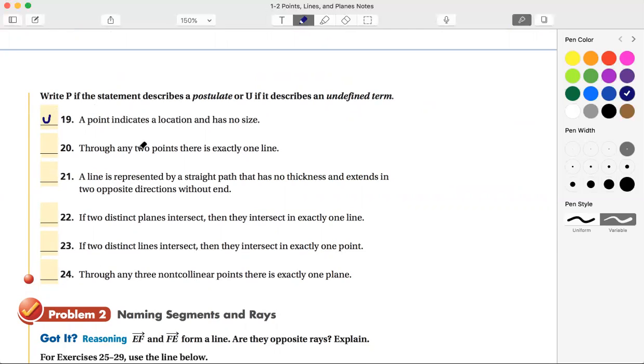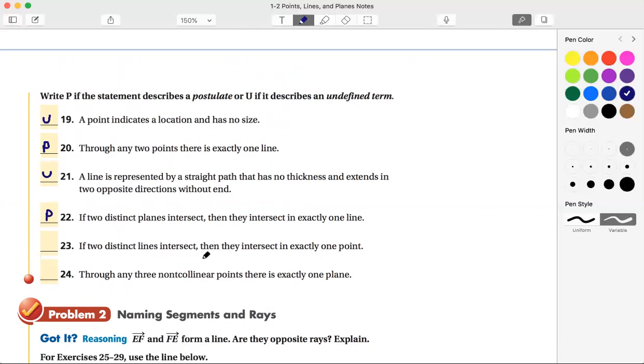Okay, number 20, through any 2 points, there exists exactly one line. That's a postulate we just described. 21, a line is represented by a straight path that has no thickness and extends in 2 opposite directions without ends. So that's an undefined term. 22, if 2 distinct planes intersect, then they intersect in exactly one line. Well, that's a postulate.